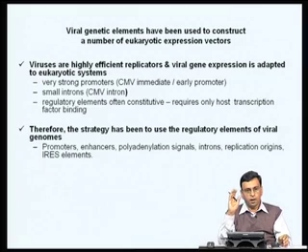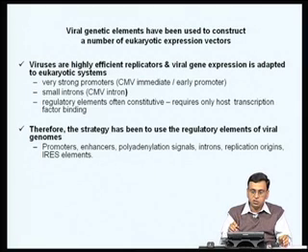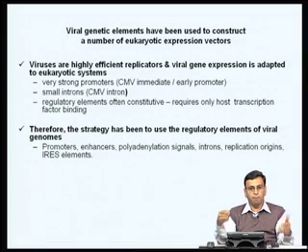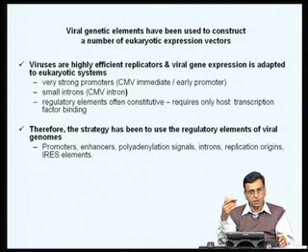Now, viral genetic elements have been extensively used to construct a number of eukaryotic expression vectors. Viruses are highly efficient replicators, and viral gene expression is adapted to eukaryotic systems. As I told you, animals as well as humans are often bombarded by a number of viruses. We are infected by a number of viruses. They have natural tropism to infect select cell types in our body.